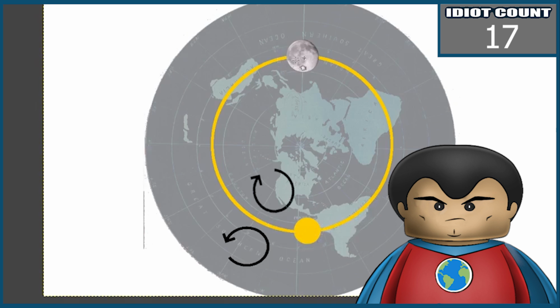Oh my goodness, Gigantor, you are an idiot. You do realize that if the sun was going counterclockwise, then it would be rising in the west and setting in the east. Now, I'm no flat earther, but I'm pretty sure that's fucking wrong.